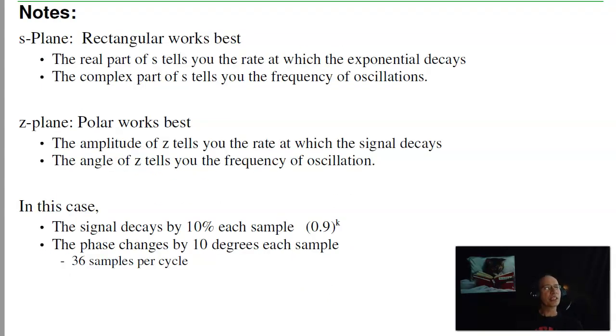And note that in the S-plane, rectangular coordinates work best. Real part is the exponential, complex part's the frequency. In the Z-plane, polar works best. The amplitude of your pole is the rate at which it decays, and the angle is the frequency of oscillation.